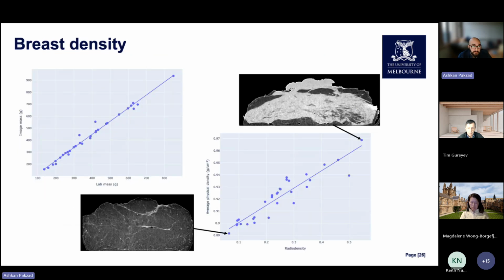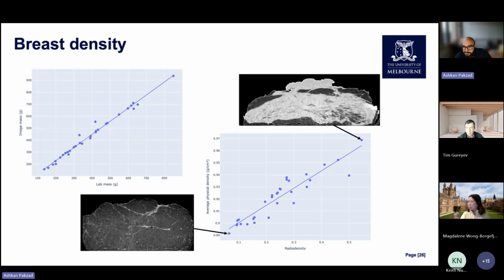Next, just want to briefly cover some breast density work that we've been looking at. And when I say breast density, I mean both in terms of physical density and this radio density, this glandularity. We're using monochromatic X-rays. We have a high isotropic resolution. It's a free 3D modality. So we can get some rich information out of this.